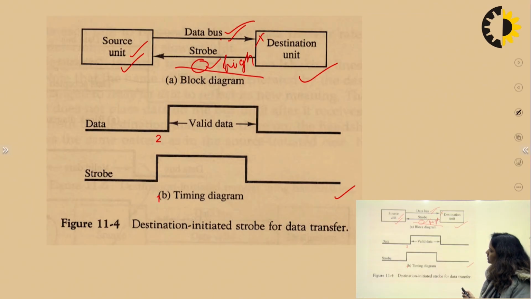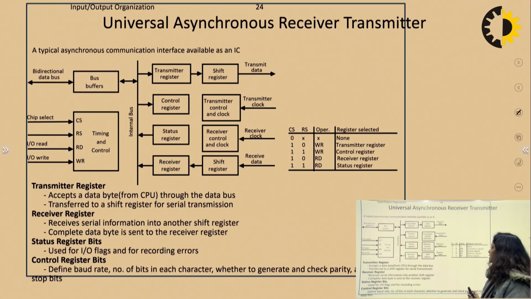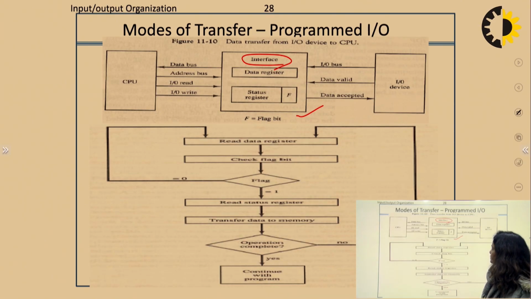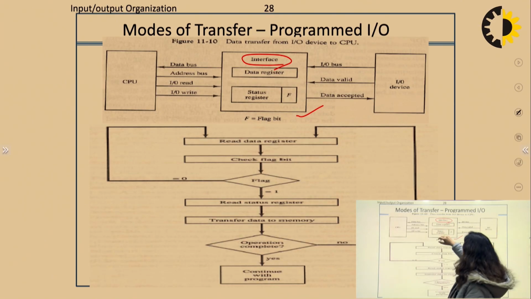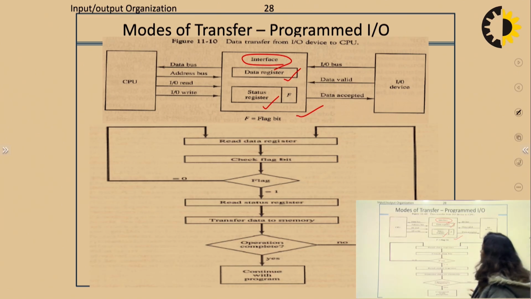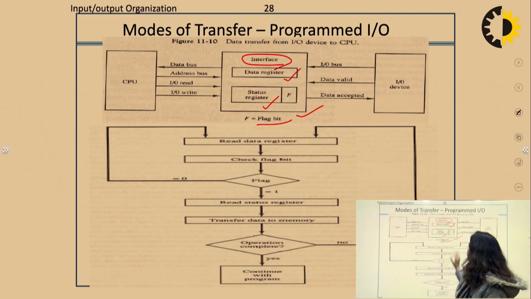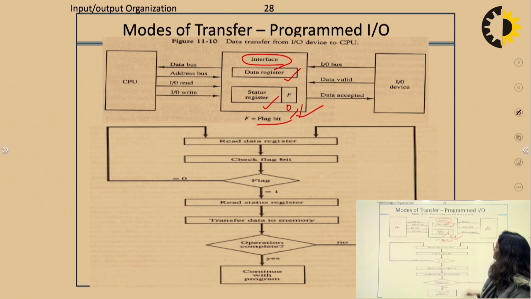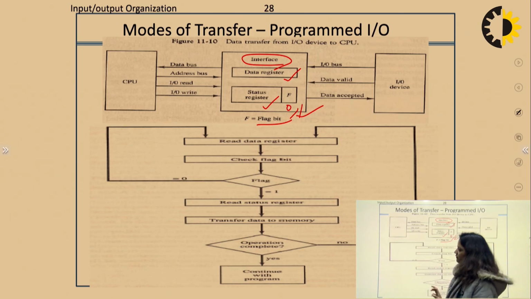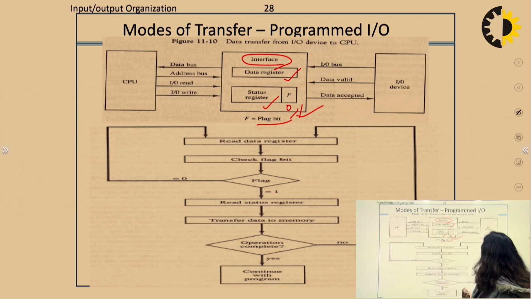So let's have a look, and this will come under the programmed input-output data transmission. Here we have an interface which is composed of two parts. One is the data register, another is the status register. The status register is a flag which holds only one bit of data, either 0 or 1. If its value is 0, it means the data in the data register is not valid data, or there is no data available in the data register. And 1 means the data in the data register is valid data and we can receive it. It is available data and can be used for transmitting further.